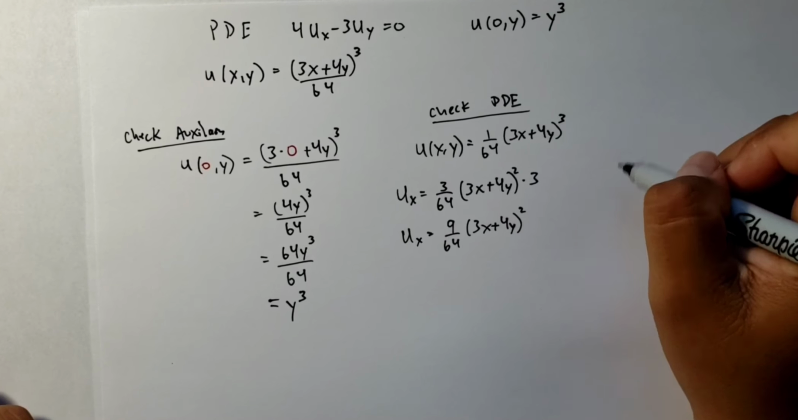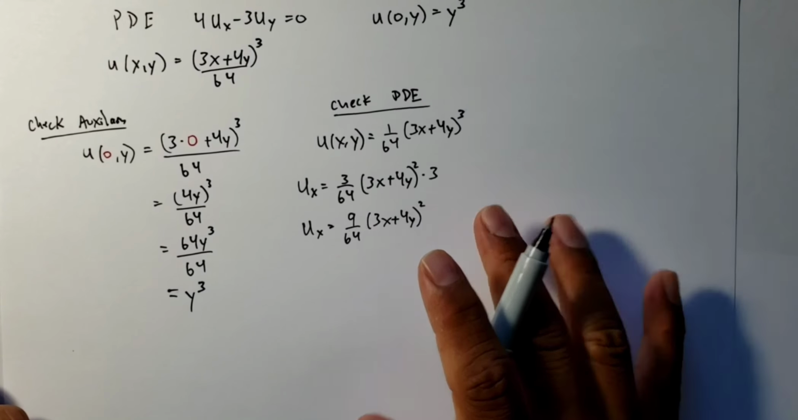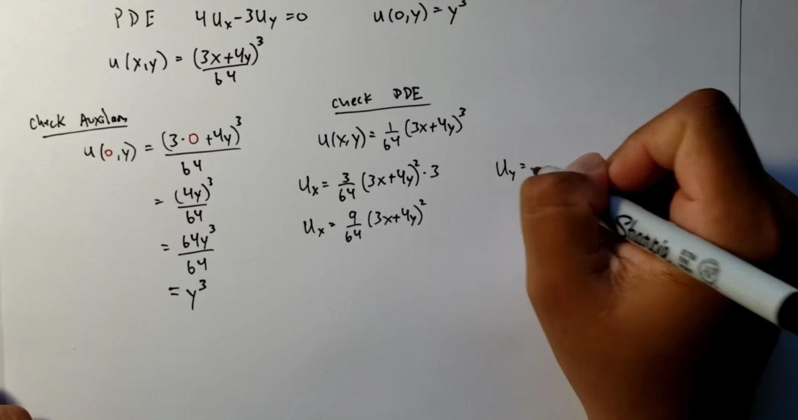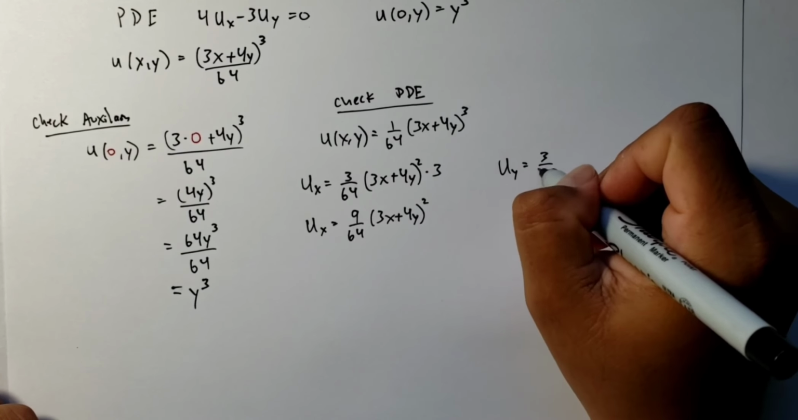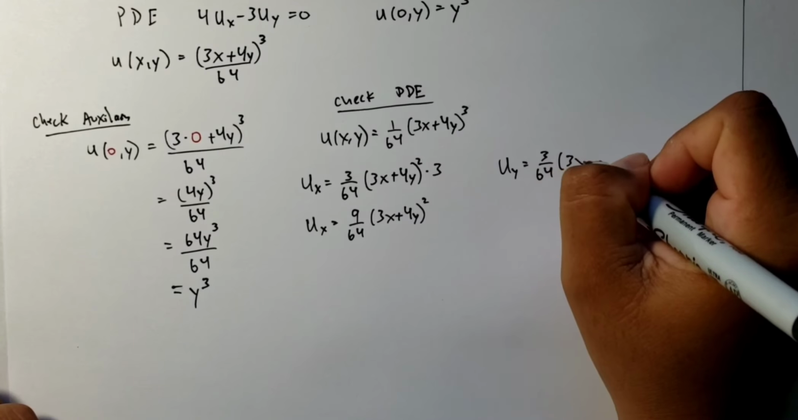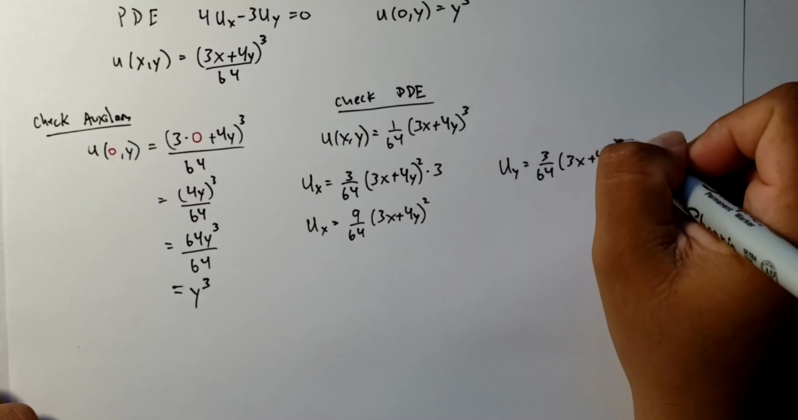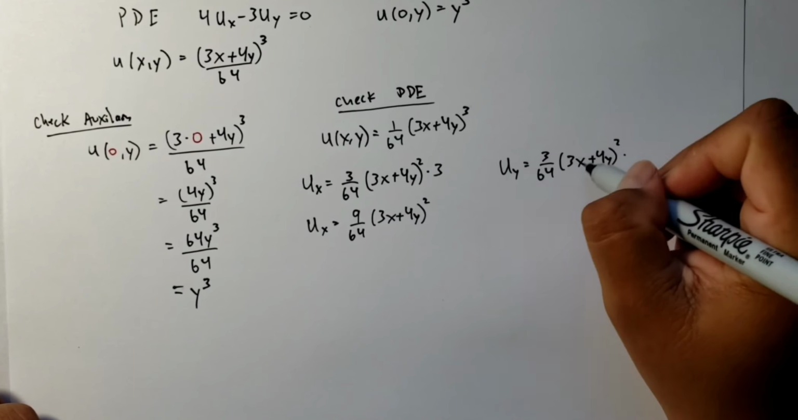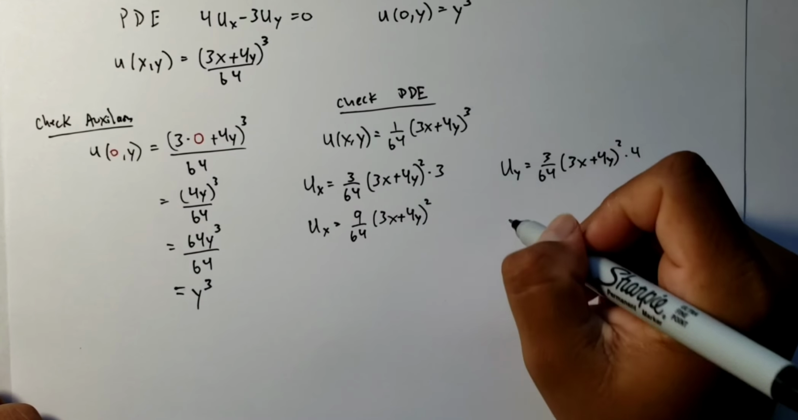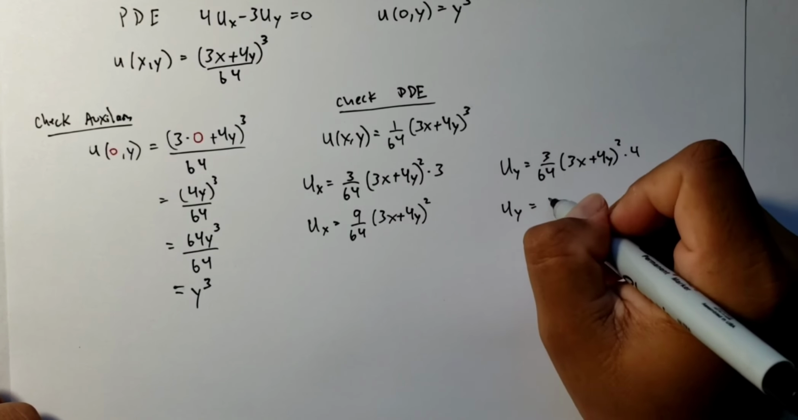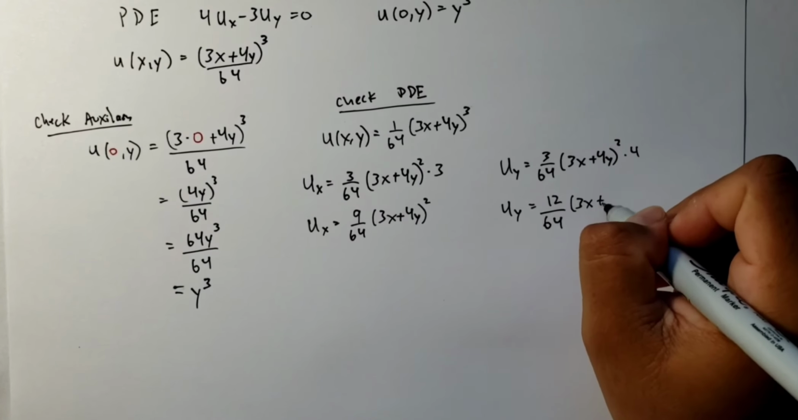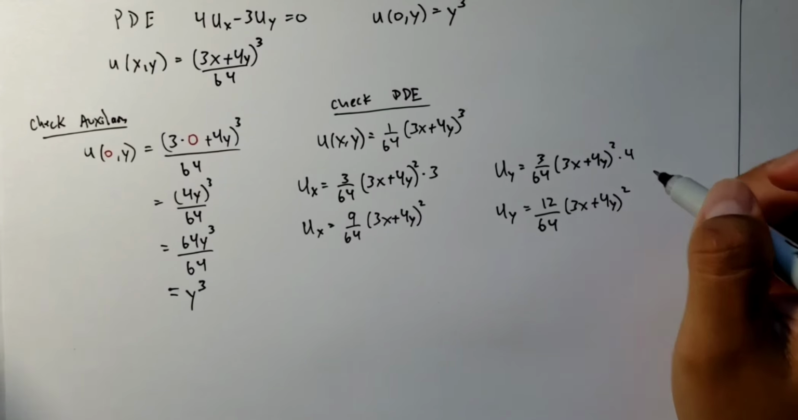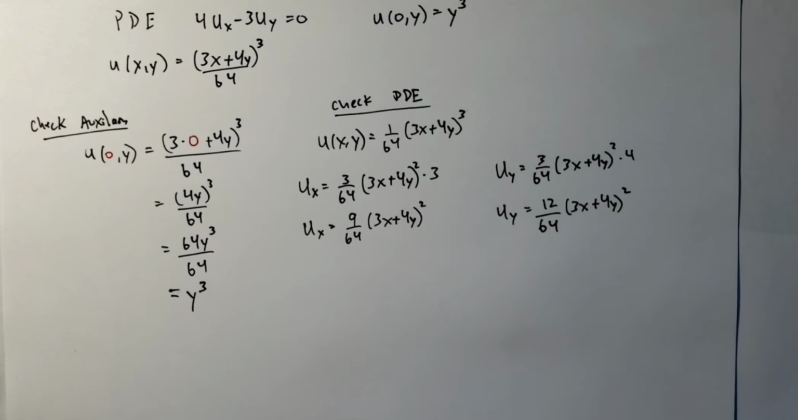Now we've got to find u sub y. Again, chain rule once again, 3 over 64, (3x plus 4y) is the same, to the power of 2, times the derivative with respect to y, so 4. So u sub y is equal to 12 over 64 times (3x plus 4y) to the power of 2. Now we have to go ahead and substitute that into our expression.